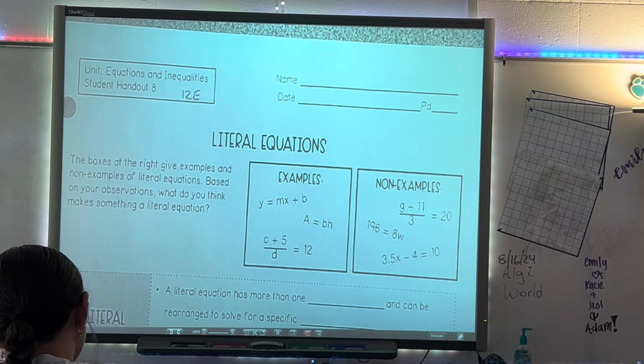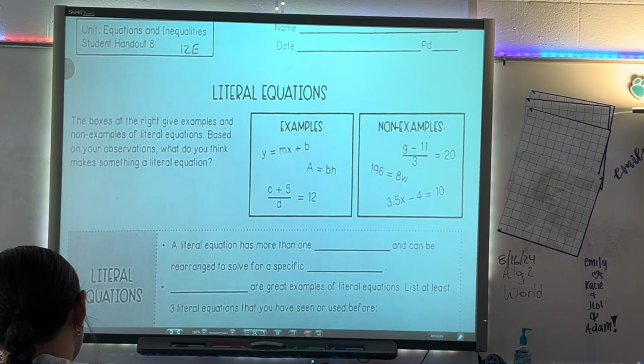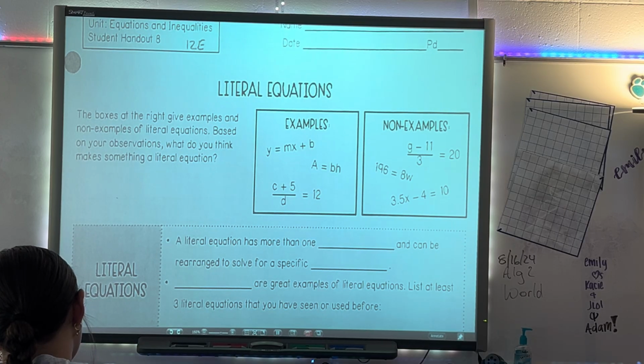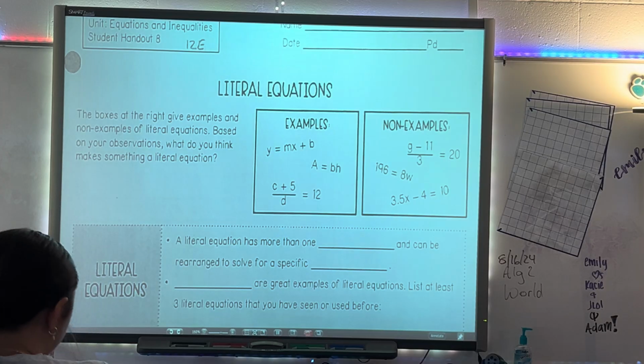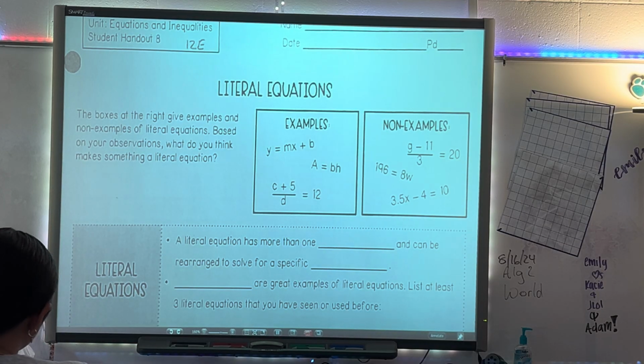This is our last lesson in this unit, and I'm going to break it into two parts. Y'all have seen this before, just a little bit differently. You wouldn't have known that it was called literal equations, you wouldn't have known it had a name. But all of this you've kind of seen because you've worked with formulas before.